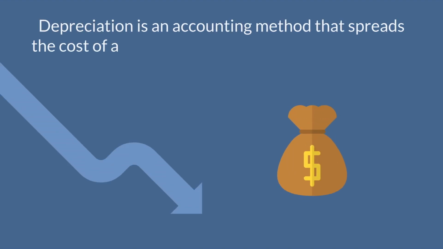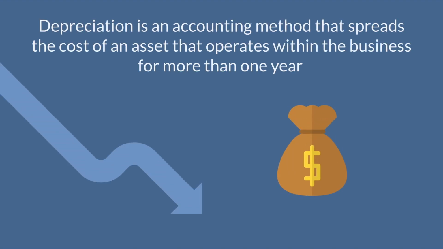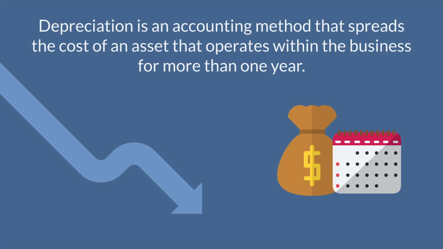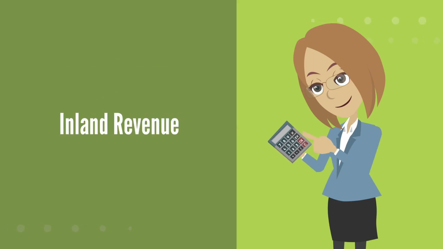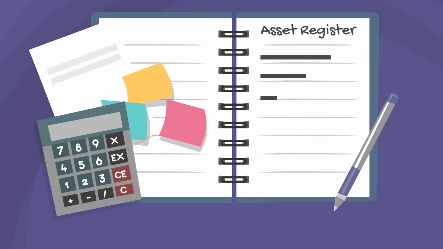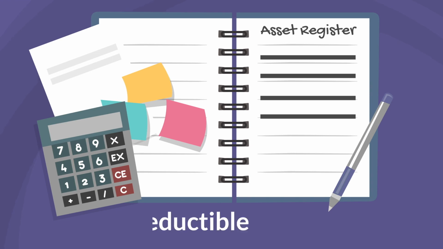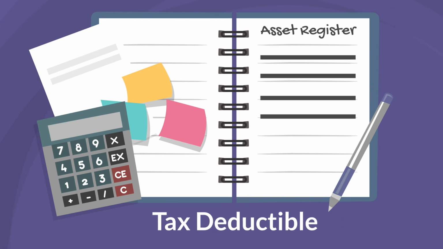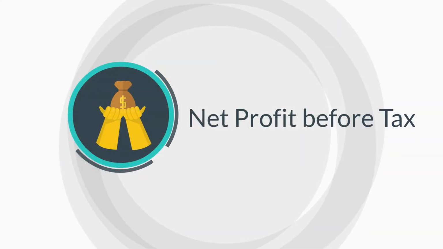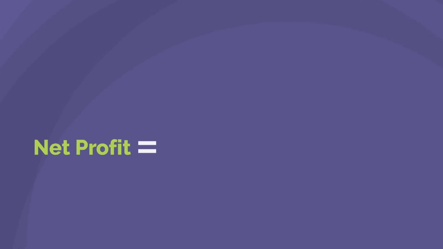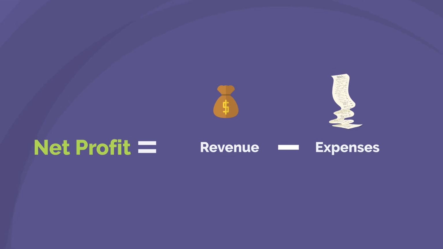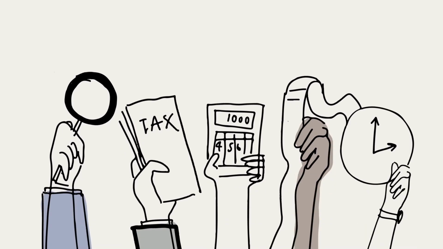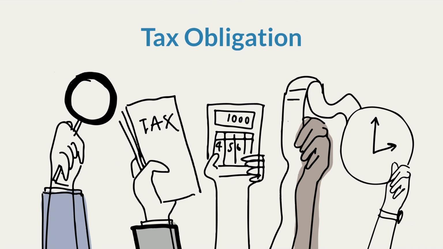Depreciation. Depreciation is an accounting method that spreads the cost of an asset that operates within the business for more than 1 year. Depreciation rates are normally set by Inland Revenue. The amount of depreciation claimed is located on your asset register and is tax deductible. Net profit before tax. Your net profit represents the excess revenue left over after all expenses are subtracted. This is the figure that will be used to calculate your tax obligation.